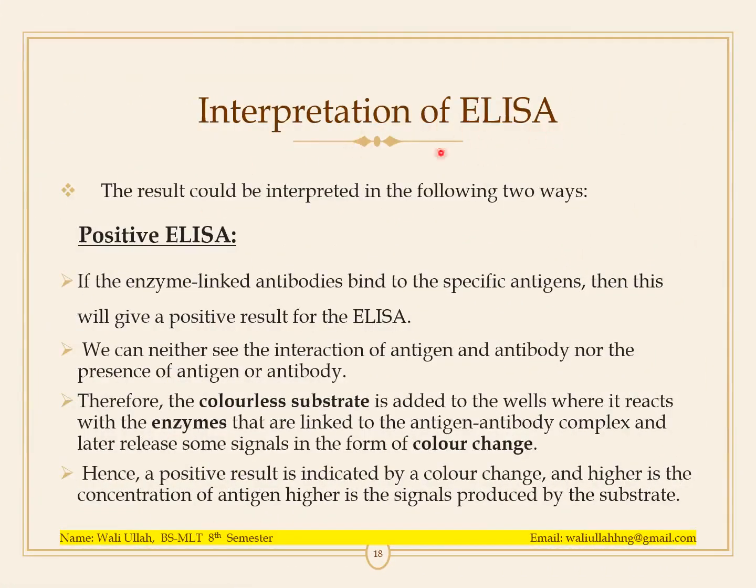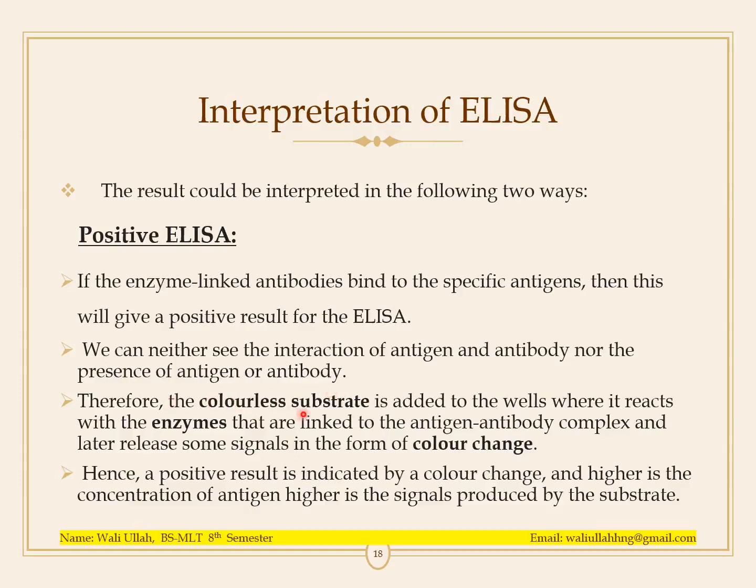Interpretation of ELISA. The result could be interpreted in the following two ways. Positive ELISA. If the enzyme-linked antibodies bind to the specific antigen, then this will give a positive result for the ELISA. We can neither see the interaction of antigen and antibodies nor the presence of antigen or antibody.